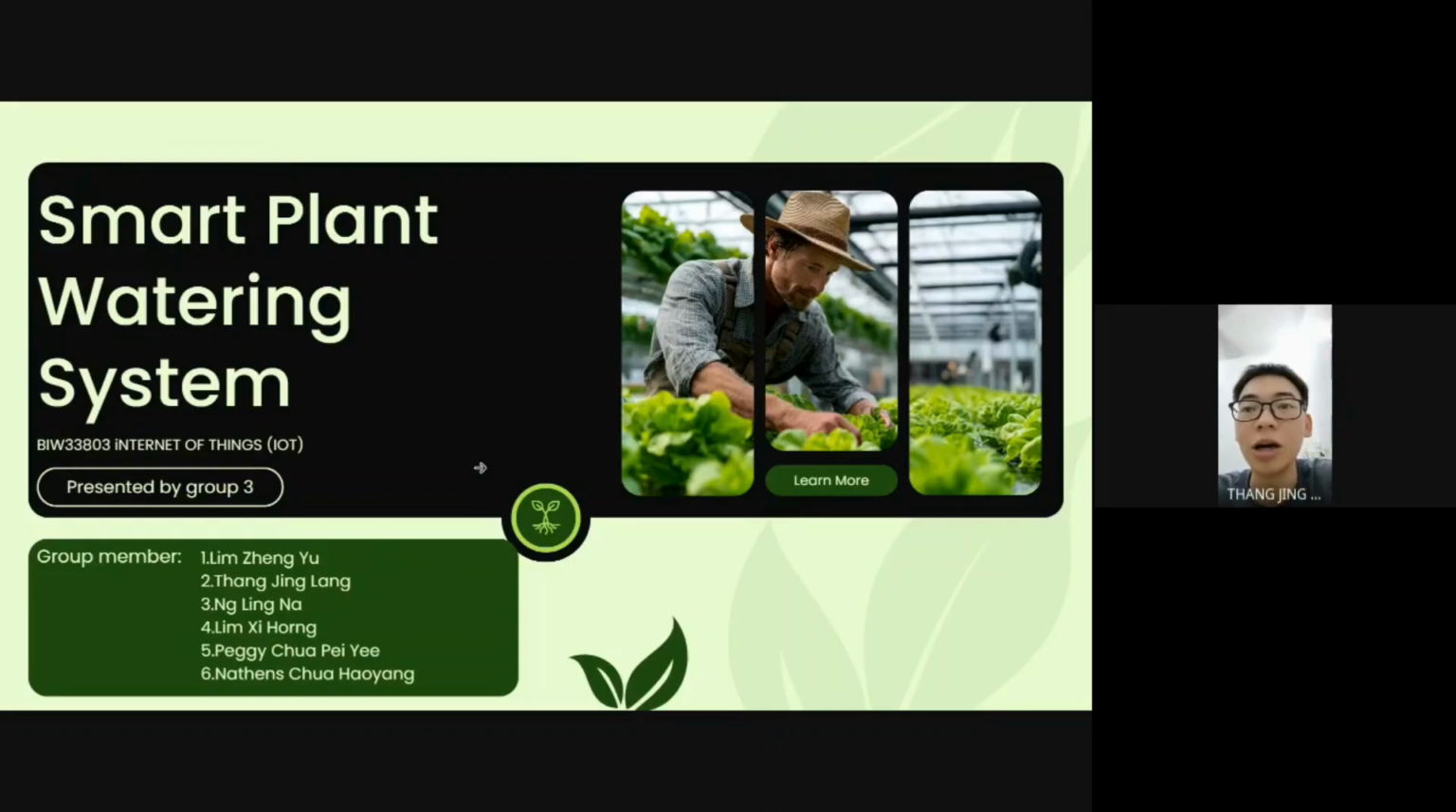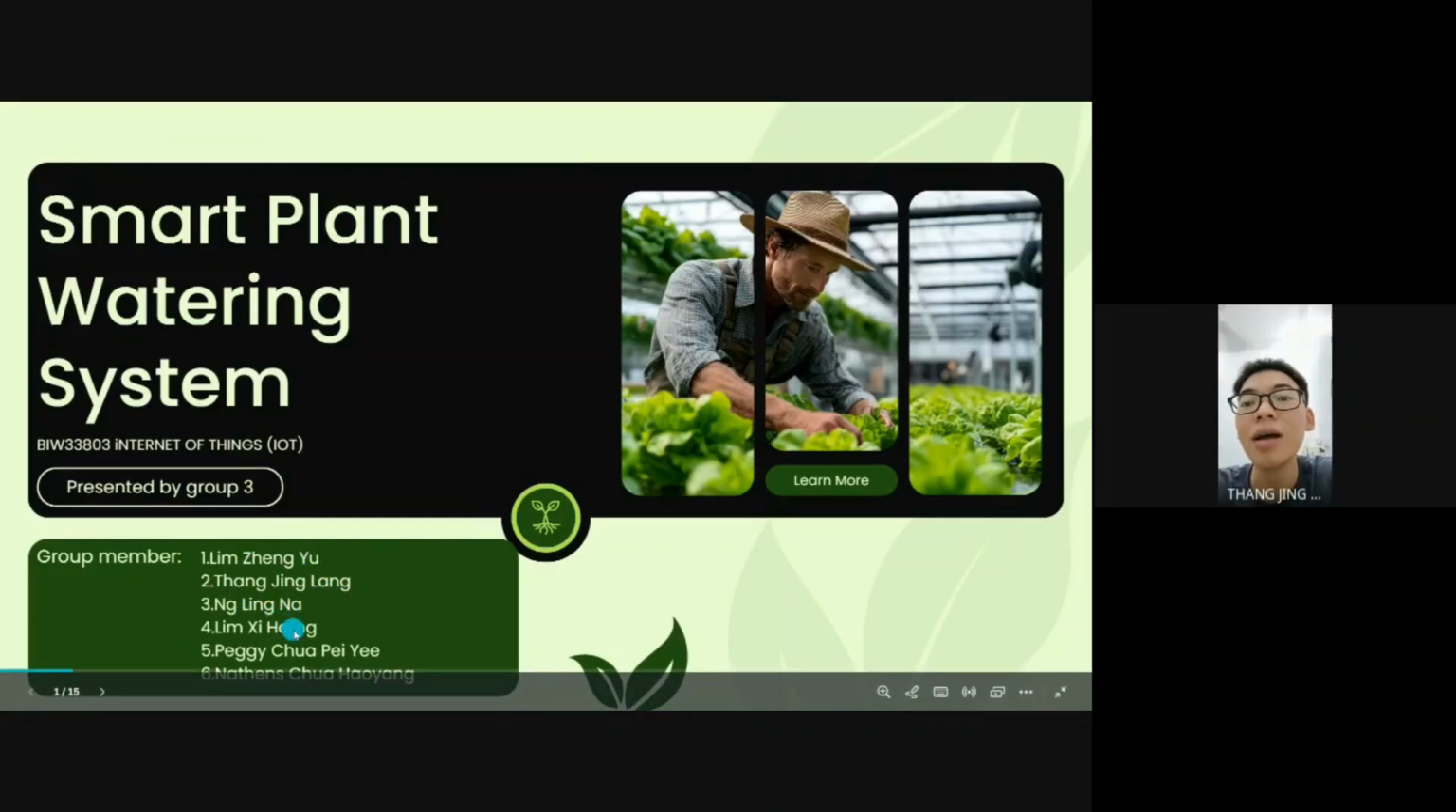Okay, now I will present our IoT project, Smart Plant Monitoring System. We are Group 3. We have six group members: our leader Lin Zhenyu, me, Tang Jinglang, Anina Lin Sihong, Peggy Chua Pei, Nathan Chua, and Haoyang.